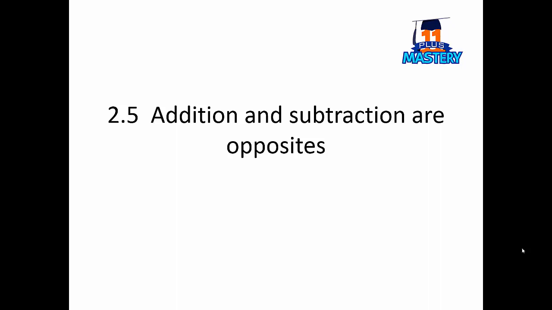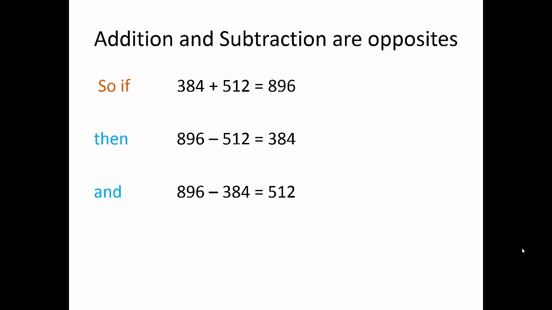In the final section, we're going to look at addition and subtraction being opposites. So if I know in addition, then that answer minus either of the numbers being added will give the other number. So on the screen you've got 384 plus 512 equals 896. Therefore, 896 take 512 is 384, or 896 take 384 will equal 512.